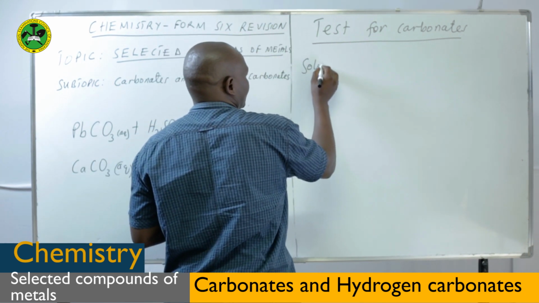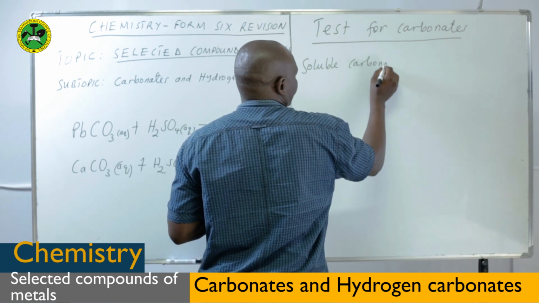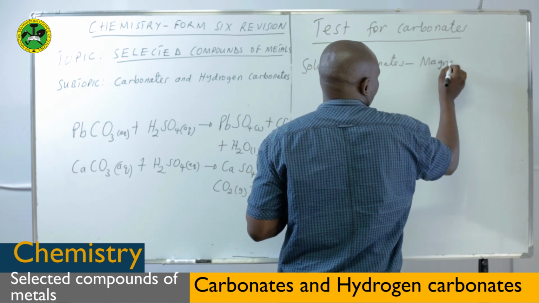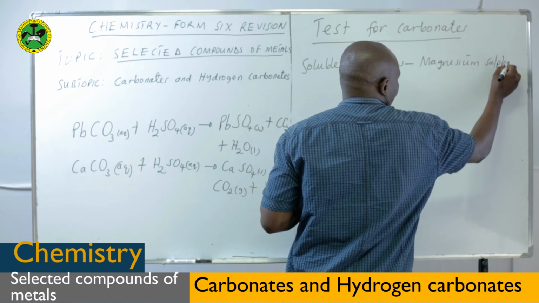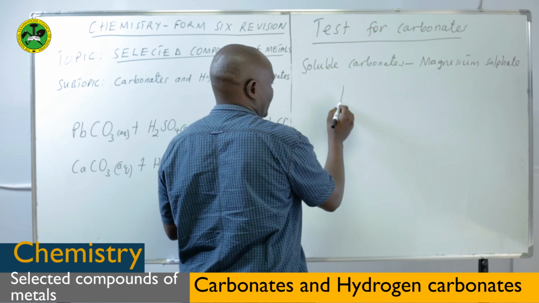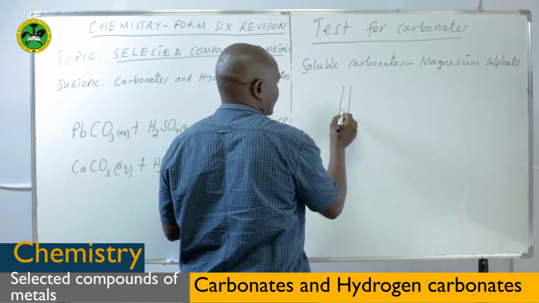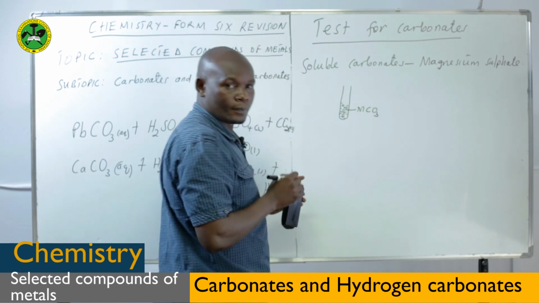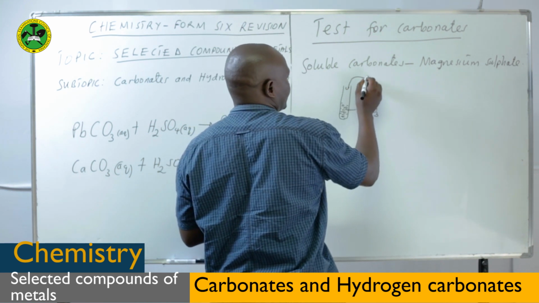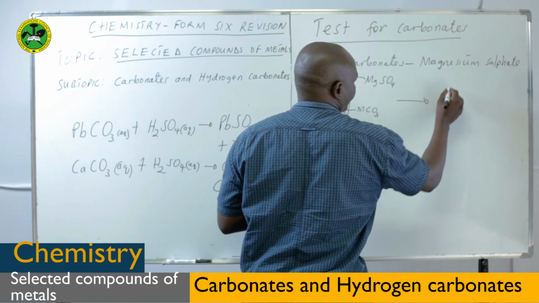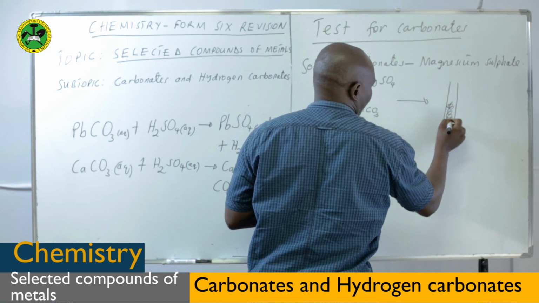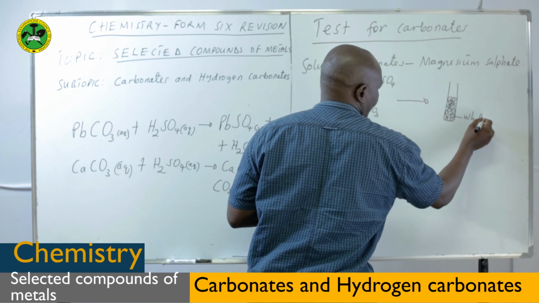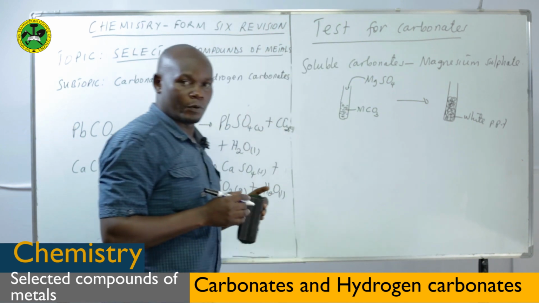Normally for soluble carbonates, we use magnesium sulfate. If you have a test tube with a solution of any metal carbonate and you add into it magnesium sulfate, then a white precipitate is formed. That white precipitate indicates the presence of carbonate.